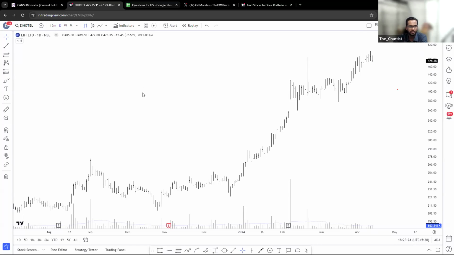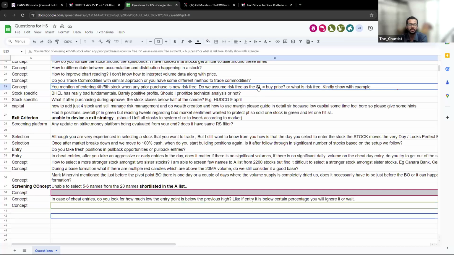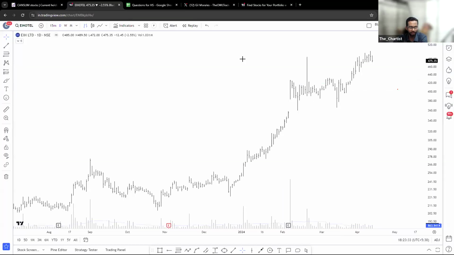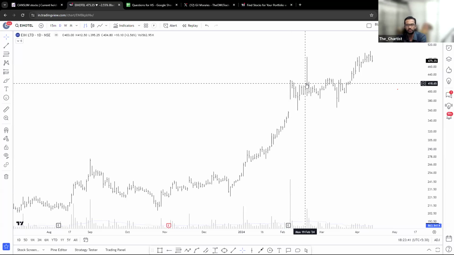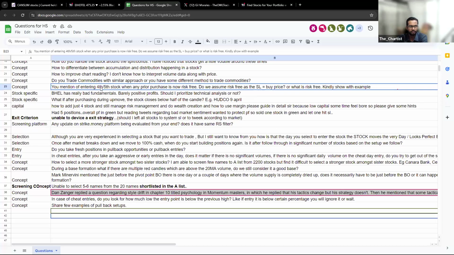Risk free means the stop loss is at buy price or above buy price. In a healthy market, I may lock half at a 15-20% move. In a weaker market, at an 8 to 10% move, because stop loss is very tight. So at an 8 to 10%, 12% move, I will lock some portion into strength. So this is the example of making it risk-free.